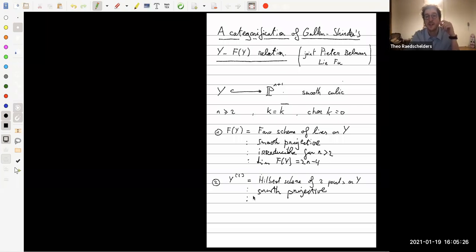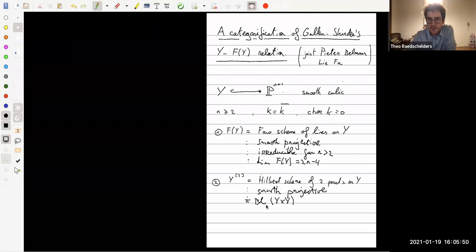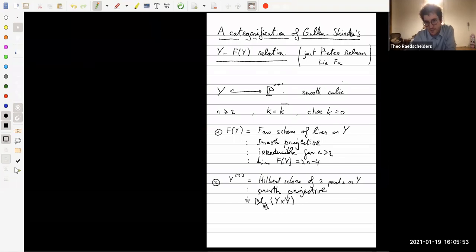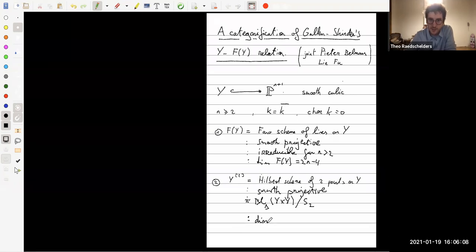A point in the Hilbert scheme either corresponds to 2 distinct points, or, if these points collide, you can imagine a point and a tangent vector. So from these 2 types of points, it's quite easy to see that you can construct this Hilbert scheme explicitly as the blow-up of the product of Y with itself in the diagonal. So this exceptional divisor is going to give you these tangent directions, and then of course we still have to mod out by the permutation action. And from this description you immediately see again that you get something smooth projective. And of course this guy is of dimension 2n.